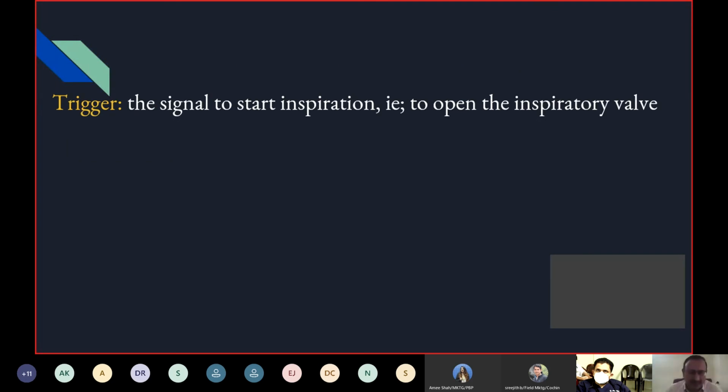Now, coming on to some terms that we commonly see when we deal with mechanical ventilation. One is trigger. So what is trigger? Trigger is the signal to start an inspiration, that is, to open the inspiratory valve. The machine has to know when to open the inspiratory valve, and that is the trigger. It starts the inspiration.